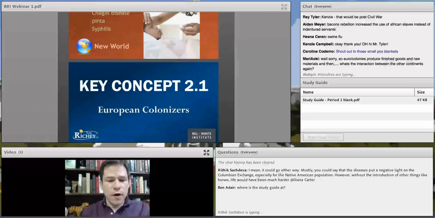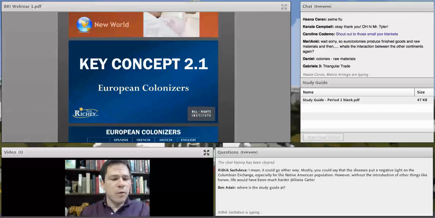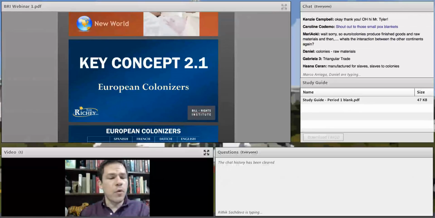And so as far as that goes, let's move on to Key Concept 2.1, European colonizers.